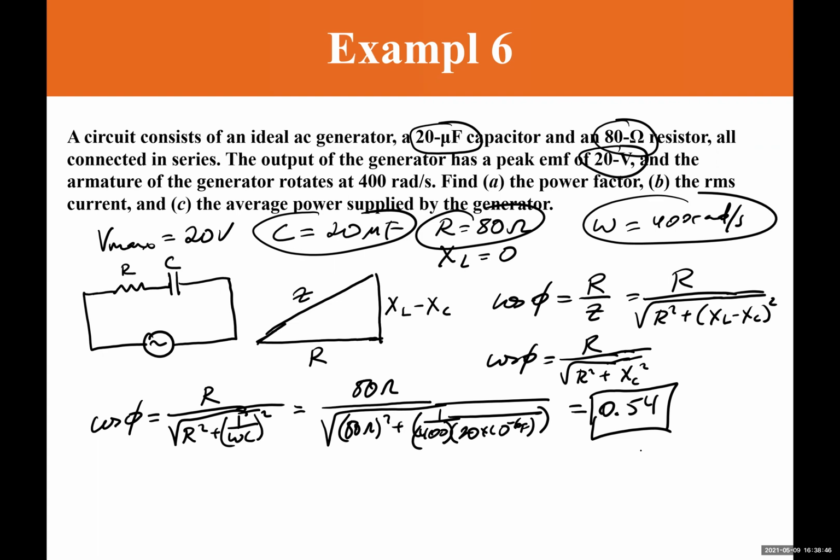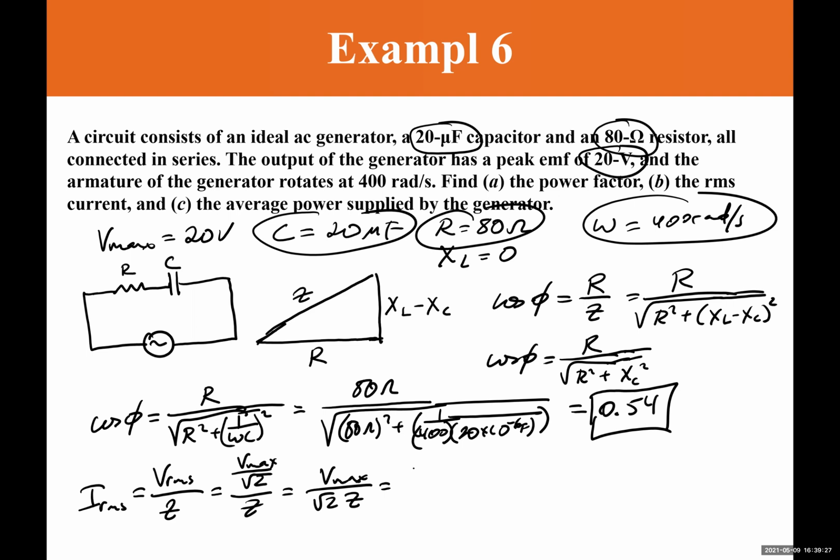Okay. The second part says, what is the RMS current? For the RMS current, I have I RMS equal to, remember, V RMS divided by the impedance. But I don't have V RMS, I have Vmax, so I have to be careful here. If I have Vmax, I can easily calculate the RMS value from that, because it's Vmax divided by the square root of 2, and then this divided by the impedance. So let's calculate that. That means it's Vmax over the square root of 2 times impedance.